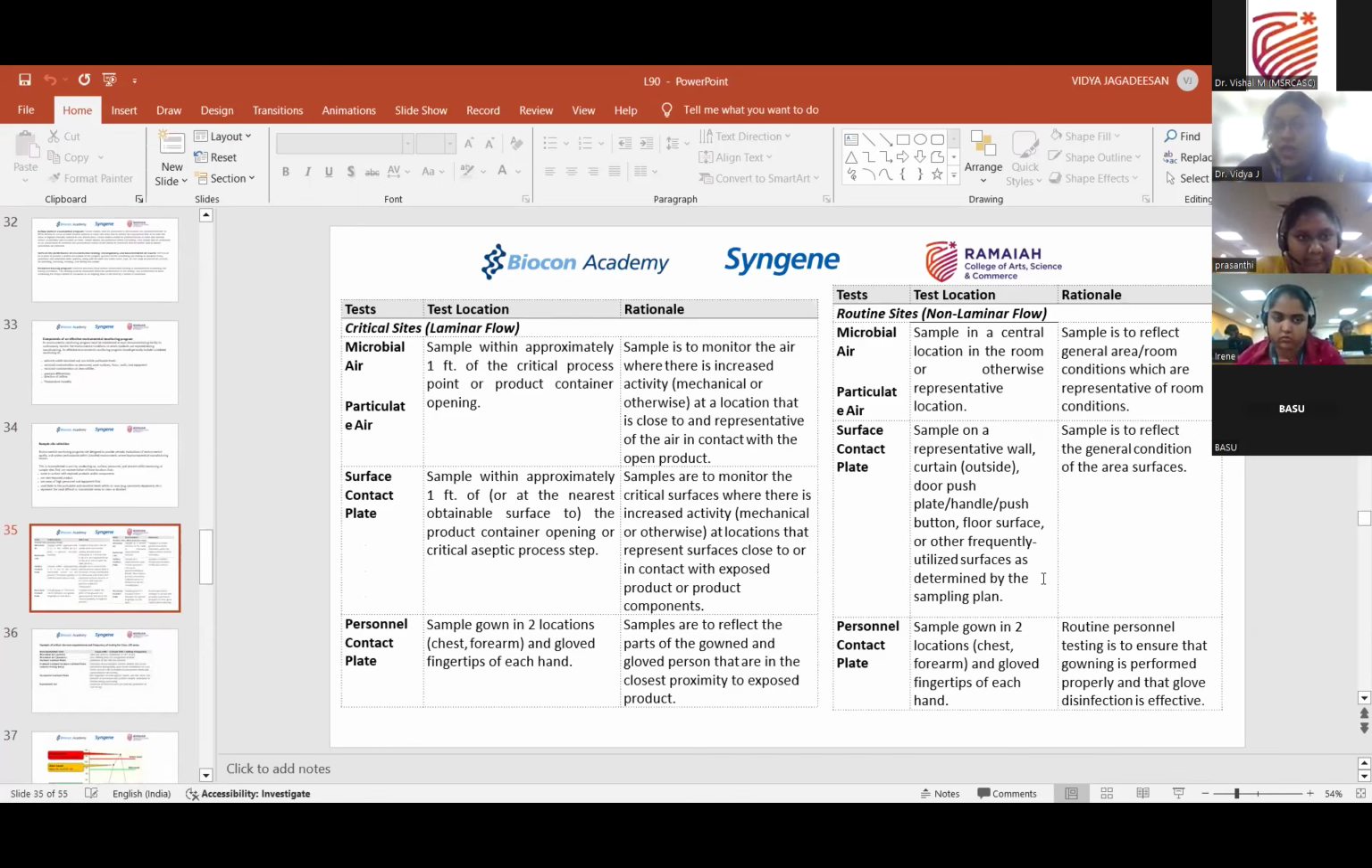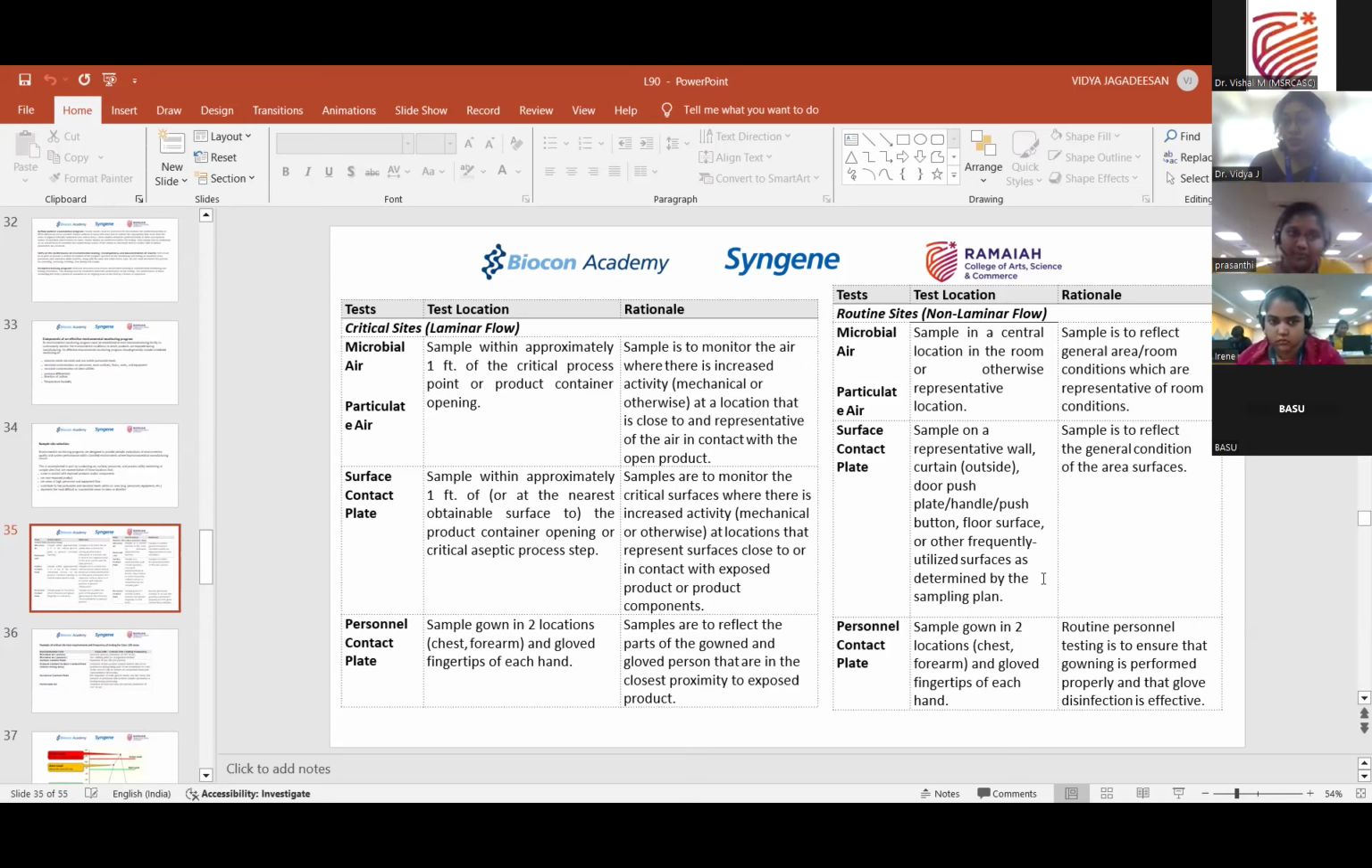Okay. Then these are the most critical sites. In an LAF, a laminar airflow unit, that is in your biosafety unit also, the sample is within 1 foot. Usually your LAF is about 1 foot by 1 foot. It's a small area where you can perform all your media preparation. You can prepare your media, your plates, and things like that.